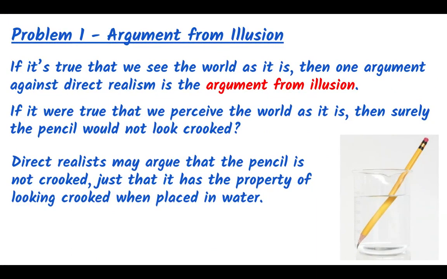So there are various problems that come up when it relates to this particular theory. Problem number one, and you obviously need to be aware of these, is the argument from illusion. Basically, that states that if it's true that we see the world as it is, then there is this argument from illusion. If you put a pencil, as you'll know, in a container with water in it, the pencil appears to be bent. Now, if that's actually the case in the real world, the pencil shouldn't appear to us to be crooked. It should appear to be straight, because that's how it is in the real world. So direct realists have to counter that argument. They do so by saying the pencil is not crooked, just that it has the property of looking crooked when placed in water.